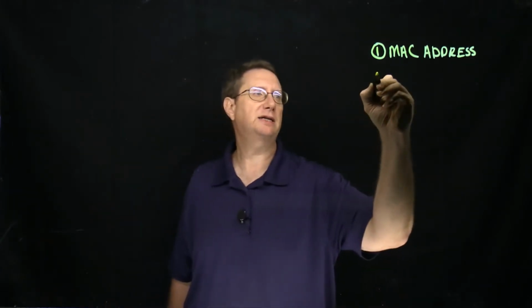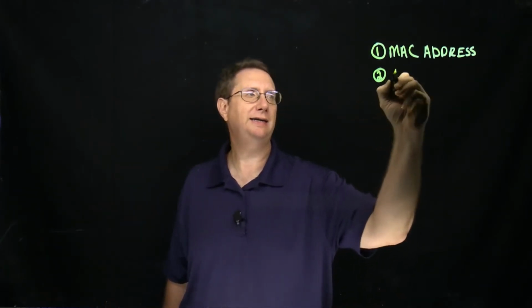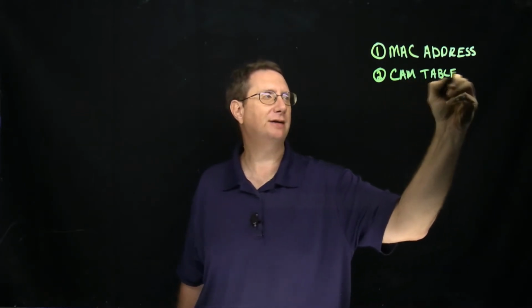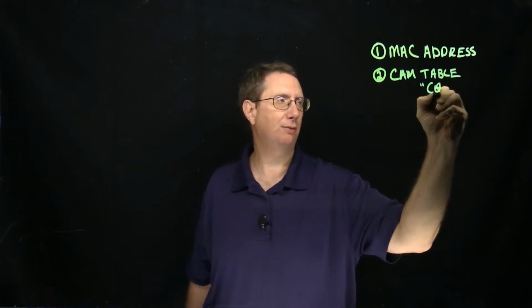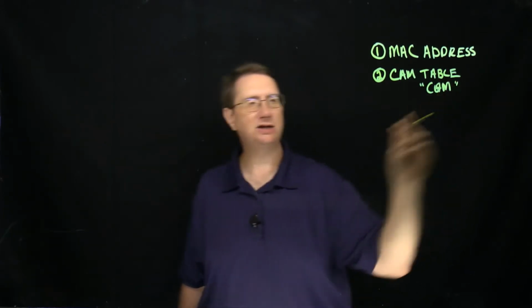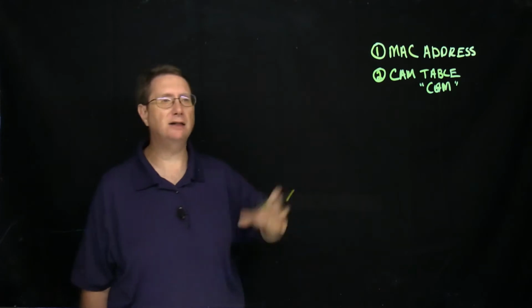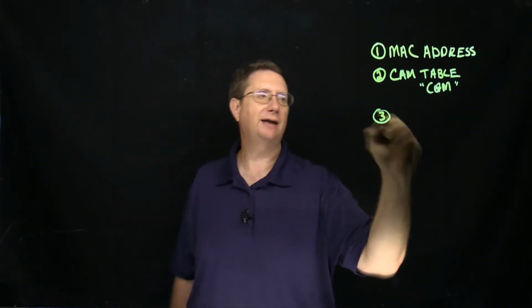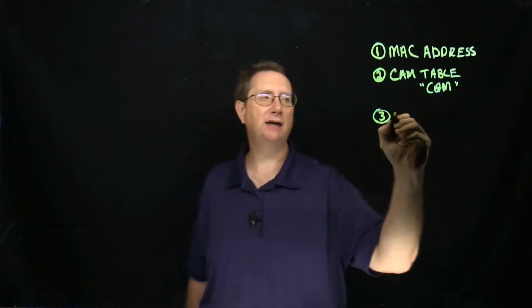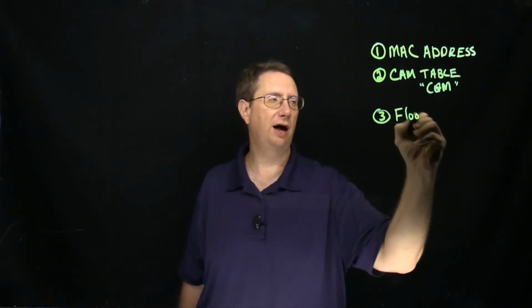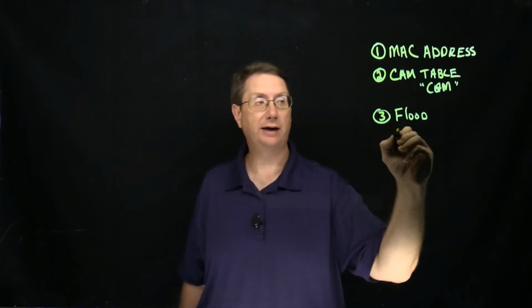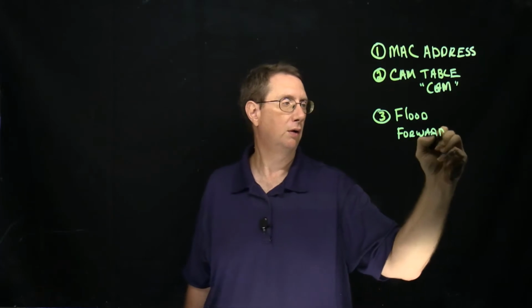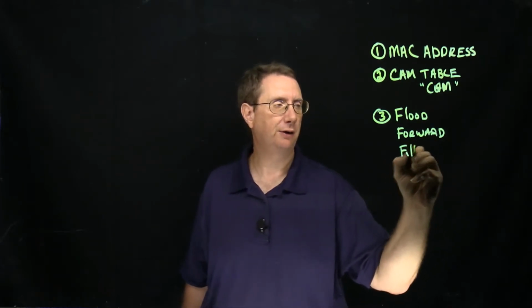The next thing that we discussed was the idea of the content addressable memory table, or the MAC address table, sometimes called the CAM table, of a switch and how that represents the intelligence of the device that we were talking about. Lastly, we looked at the way switches handle the concept of whether a switch would flood a frame, whether a switch would forward a frame, or whether a switch will filter a frame.